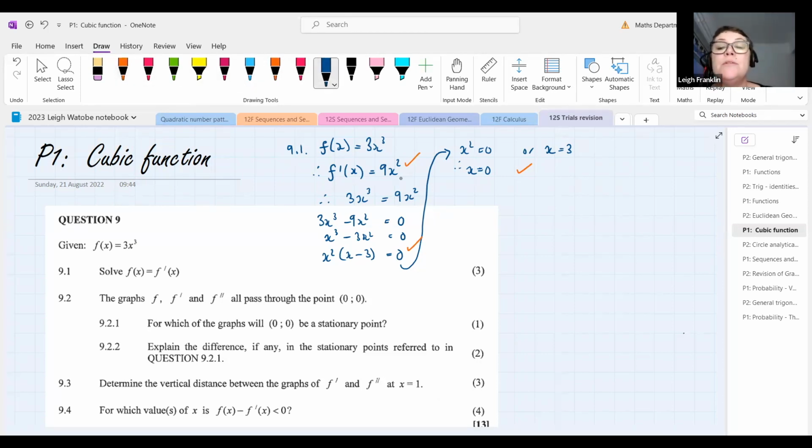So that was routine procedures. Now we're going to do some knowledge questions. So now they tell us that the graphs of f, f prime, and f double prime all pass through the points (0, 0). What do the graphs of f, f prime, and f double prime represent? What graphs are these?